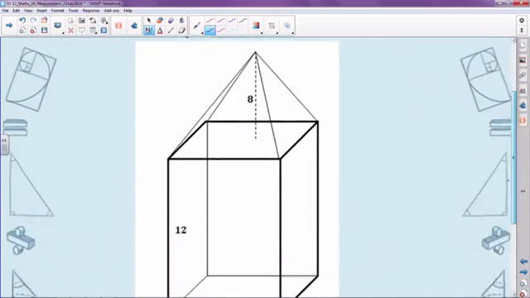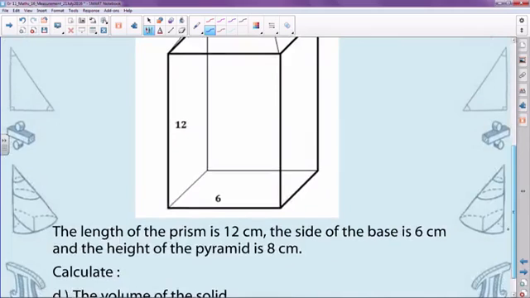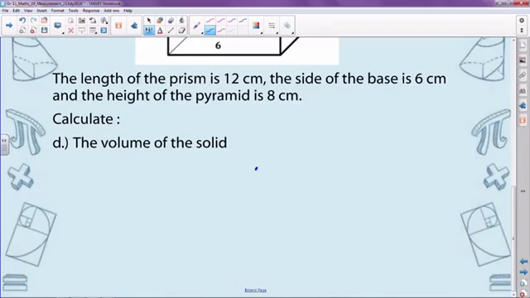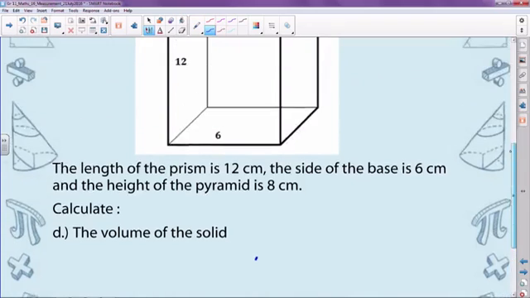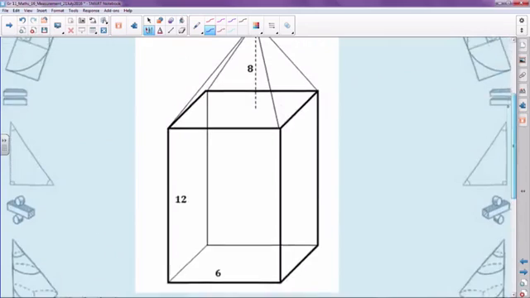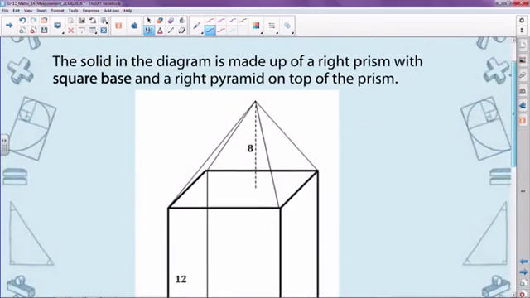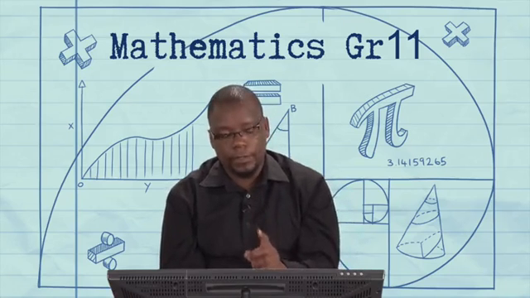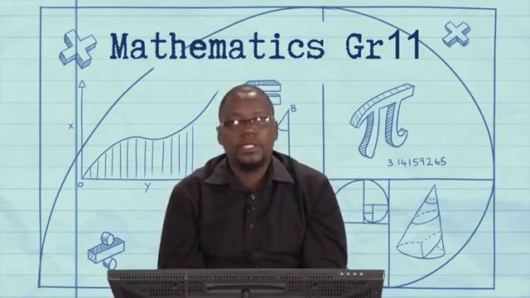Now, work out the volume of the solid. Again, guys, when it comes to the volume, we're looking at the top and also the square and the right pyramid. Okay, so please work it out again, guys. I'm giving you 1 minute for this one, and then we're going to be looking at it together.